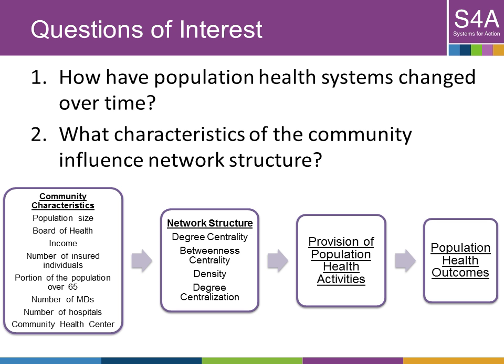So we know that there is a whole gamut of community characteristics: socioeconomic, demographic, what exactly the healthcare system looks like, who the providers are, and what's going on there, that are going to influence how that network is structured. And primarily here we're looking at 4 network variables, and I'll define these in detail for you shortly: degree centrality, betweenness centrality, density, and degree centralization. That network structure then impacts the provision of population health activities, which we hope ultimately impacts population health outcomes in the community.